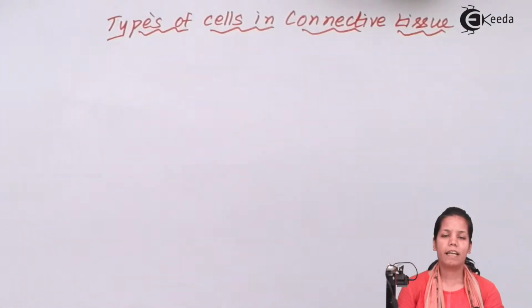Types of cells in connective tissue. Now, whichever form of connective tissue you are studying, whether alveolar connective tissue or adipose connective tissue, all of it has certain kinds of cells in common. And these 4 kinds of cells are fibroblast cells, macrophages, mast cells as well as fat cells.